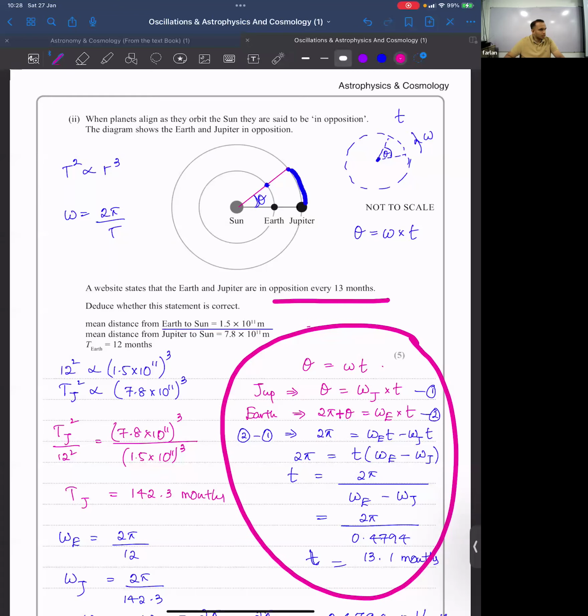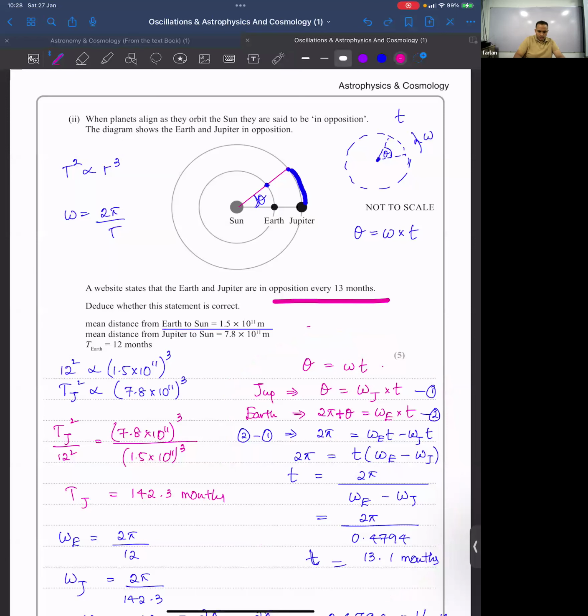I used theta equals omega t. Angular velocity into time is angular displacement. For Jupiter, theta equals omega Jupiter into t. The angular velocities are different. For the Earth, the angular displacement is 2 pi plus theta, which is 2 pi more than that of Jupiter. That is equal to omega Earth into t. Correct? The t is the same, they have been traveling for the same time. The t is what we need to find.